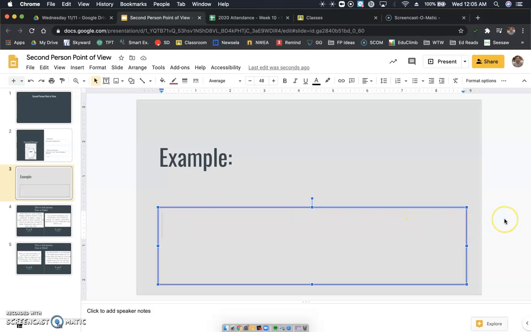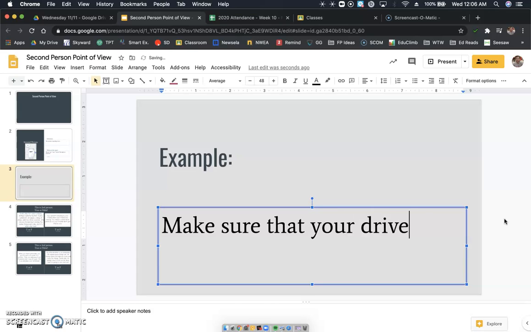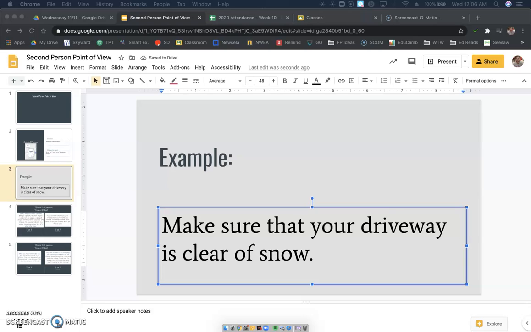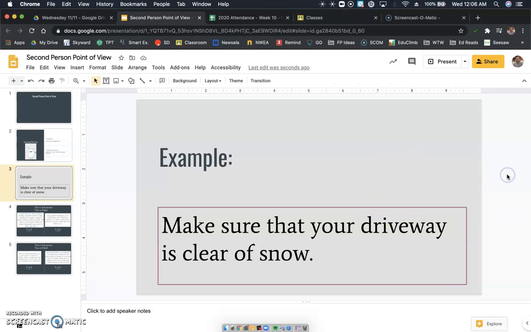Here's an example. Make sure that your driveway is clear of snow. So I am the narrator right now and I am talking to you, telling you to make sure that your driveway is clear of snow. Now, maybe you don't shovel your driveway, maybe an adult does that. But if I work for the city of St. Paul and I'm writing a letter to everybody who lives in St. Paul, I might be talking in second person, telling you to do something.